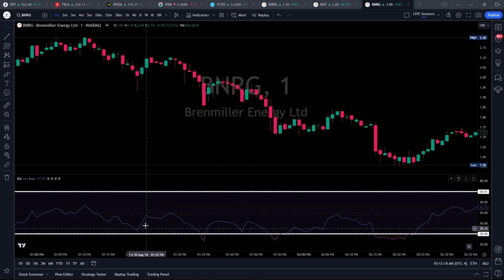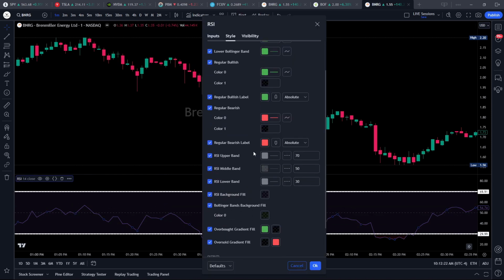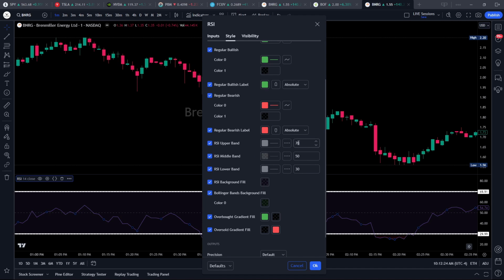And you can adjust the colors. You can actually adjust that line in here too. So you don't have to have that line as, I believe, a dotted line. Yes, here's the setting: 70, 30, middle line at 50. I don't use the middle line or middle band as much, so I can turn that right off. You can see this dotted line's turning off. So I'm not going to use that. I'm going to turn that off, keep it very clean.